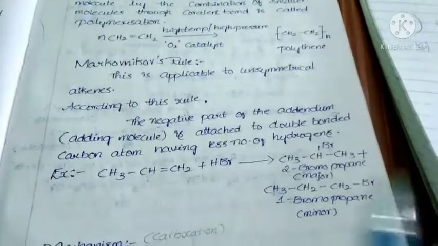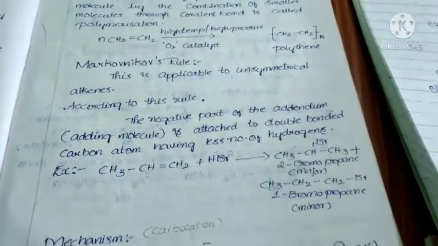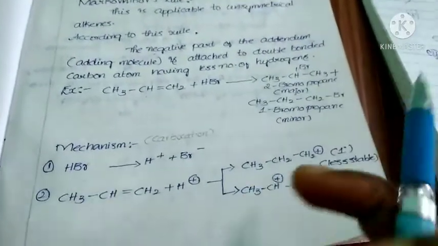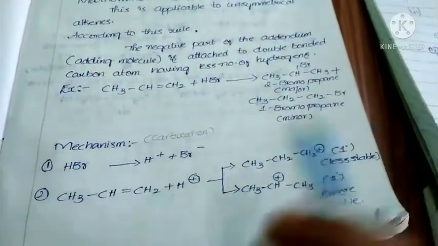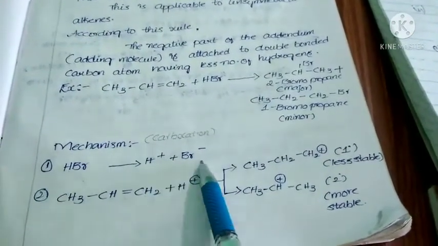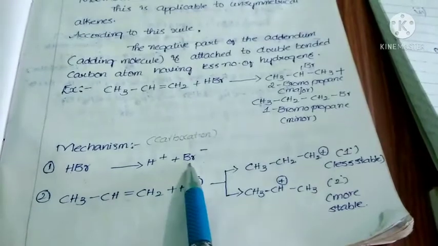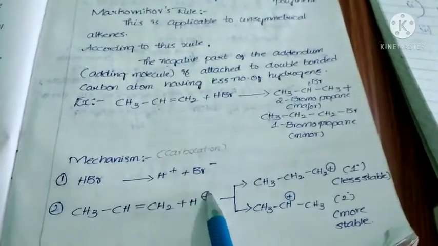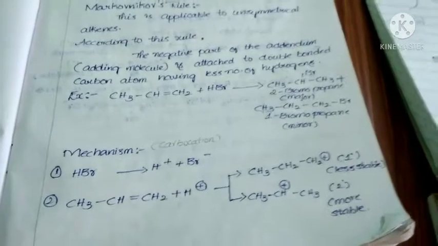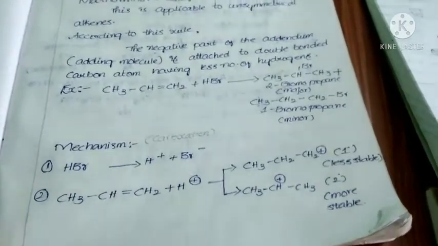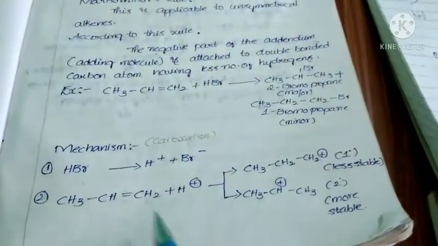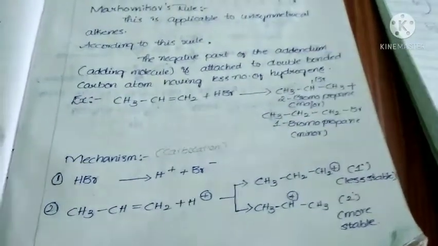We should see why it will be major and why it will be minor. For that, the mechanism is there. Mechanism means how products are formed from reactants. See, initially this HBr undergoes dissociation into H plus and Br minus. After dissociation, this H plus comes and attacks this unsymmetrical alkene. Here one effect is there. What is that effect? See carefully. That is called the electromeric effect.